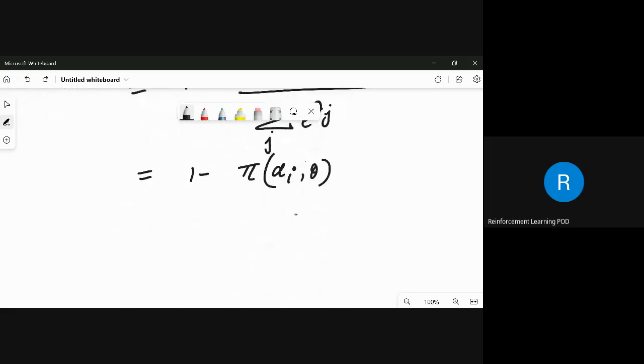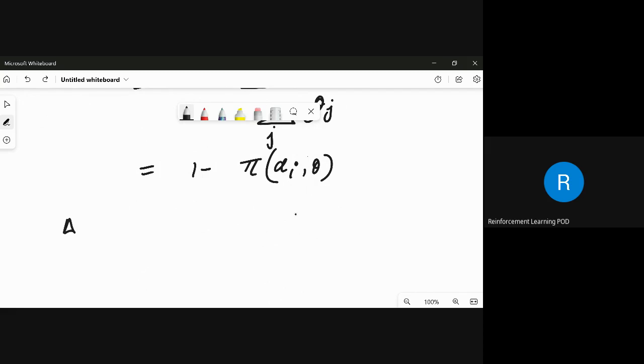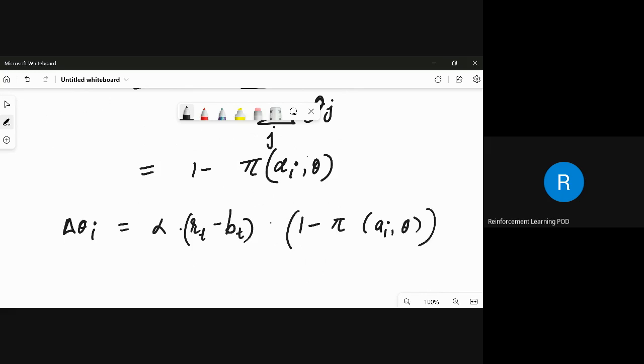So this is now your update rule, which will look something like this. Delta theta i is equal to alpha times r t minus r bar, or whatever your baseline is, multiplied by 1 minus pi of a i comma theta. So this is the update rule for updating the parameter theta i, of the action that you just chose, right? What about the other actions?